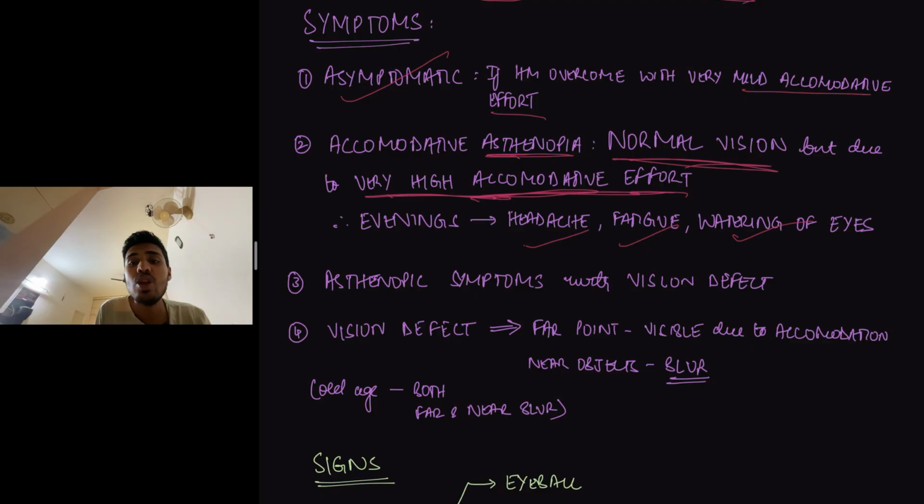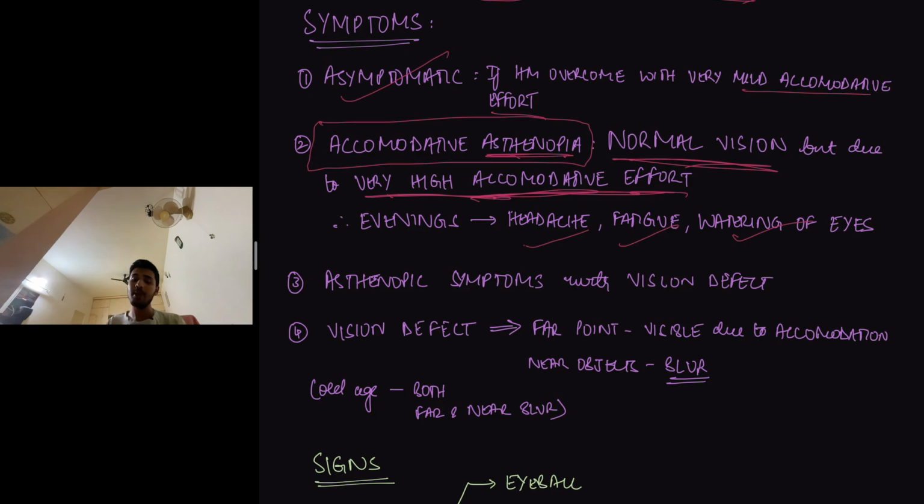And why do you have asthenopia here? Because of excessive accommodation. Hence it is also known as accommodative asthenopia. But do the patients have vision problems? No. The patient has no vision problems. There's no visual defect. Why? Because the accommodation is overcoming that hypermetropia. But there is straining of the eye, because it is able to overcome that hypermetropia through excessive accommodation. So that is causing these asthenopic symptoms.